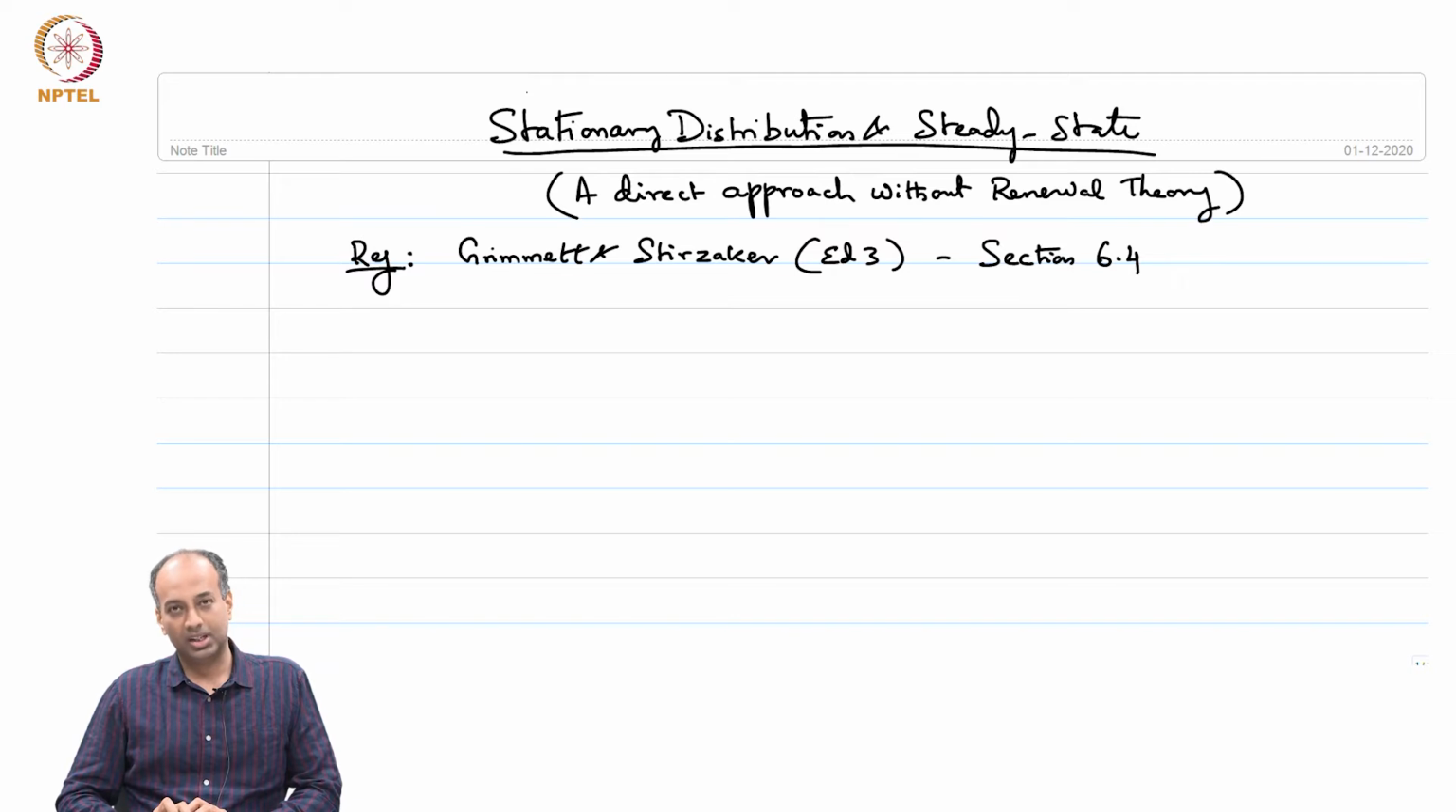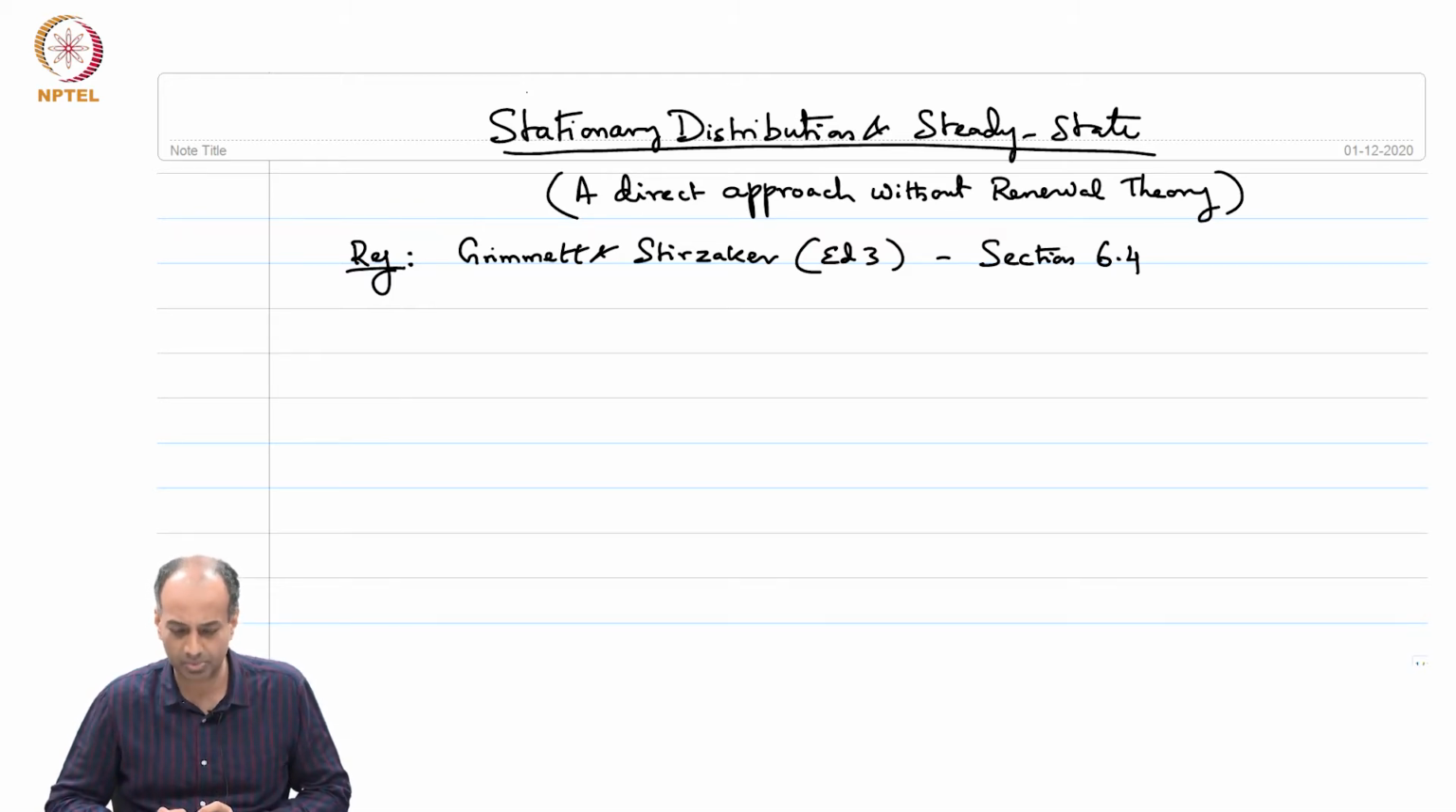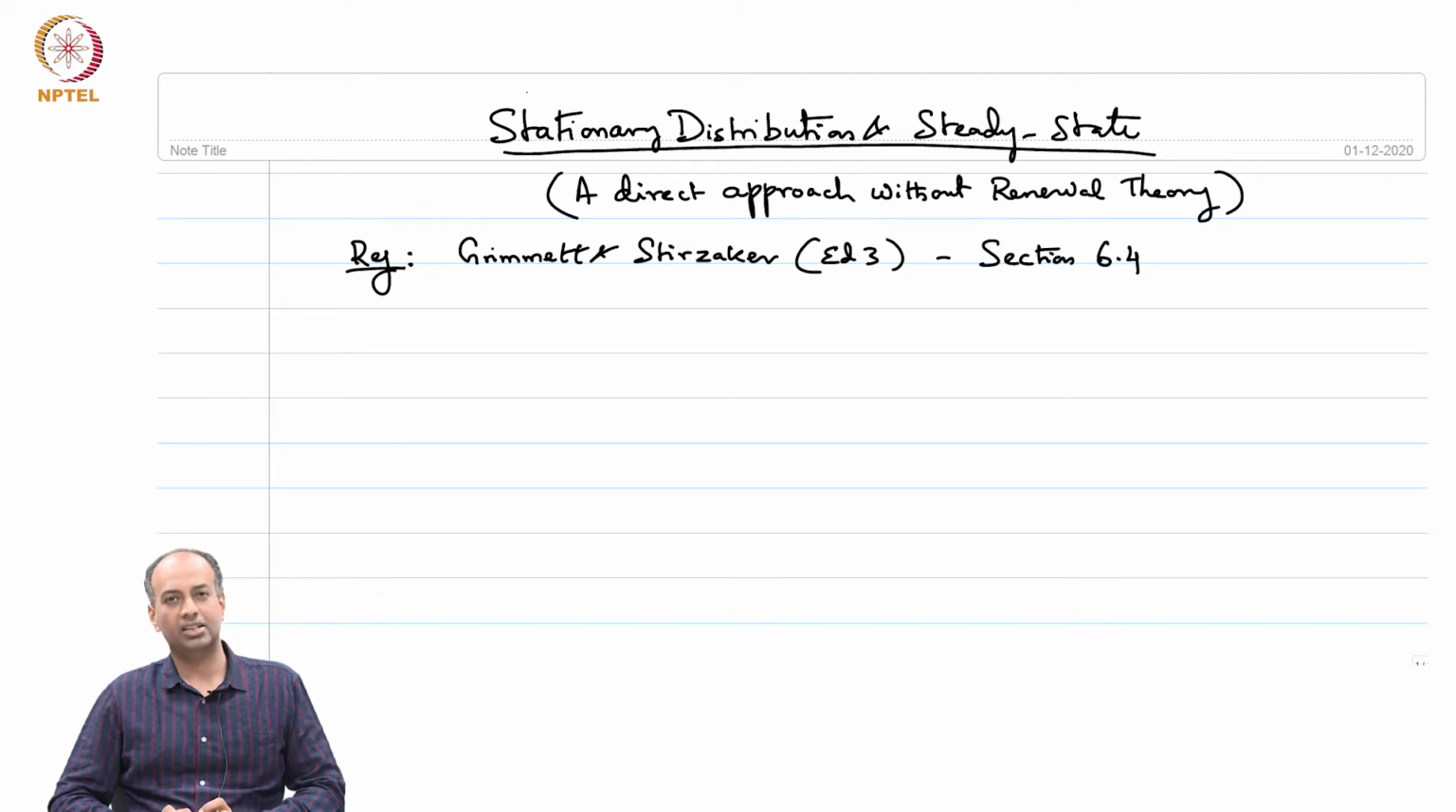It turns out that you can derive some of the key results about stationary distribution and steady state probability without using renewal theory at all. We can just use a direct elementary approach and derive some of these fundamental results about the stationary distribution and steady state behavior of Markov chains. That is something I want to do today, not in great detail, but I will point out how the arguments go.